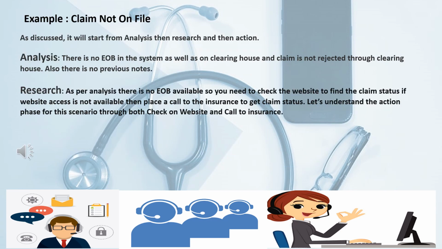Example, claim not on file. As discussed, it will start with analysis, then research and then action. First step, analysis. There is no EOB in the system as well as on the clearinghouse, and the claim is not rejected through the clearinghouse. Also there are no previous notes. Second, research. As per the analysis there is no EOB available, so you need to check the website to find the claim status. If website access is not available, then place a call to the insurance to get the claim status. Let's understand the action phase for this scenario through both checking the website and calling the insurance.